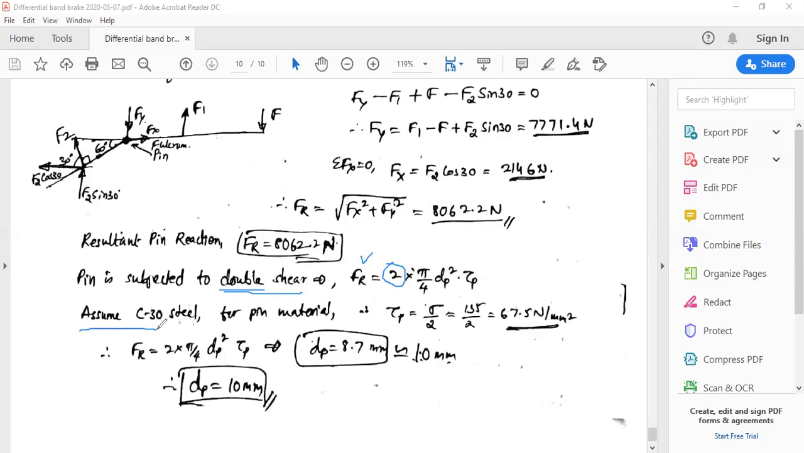Here assume the same material we have assumed for the lever, C30 steel, so that tau p is given by half of the bending stress, that is sigma by 2, 135 by 2, that is 67.5 Newton per mm square. You can assume different materials also. To save time, C30 steel itself is assumed, as it is already assumed and you know the value. So 67.5 is the tau p. Substitute all the values except dp, so that the dp value we get is 8.7 mm. So round it off to 10 mm. So this is the fulcrum pin diameter calculation step.